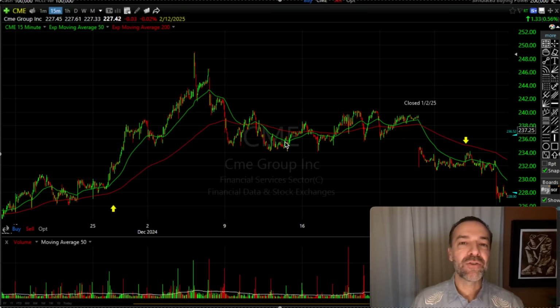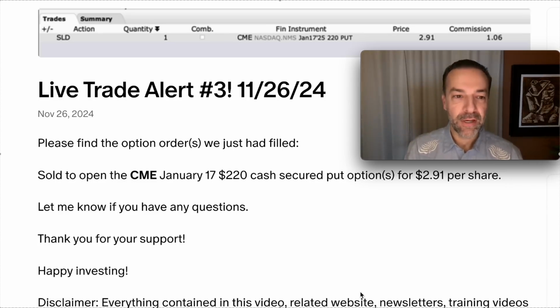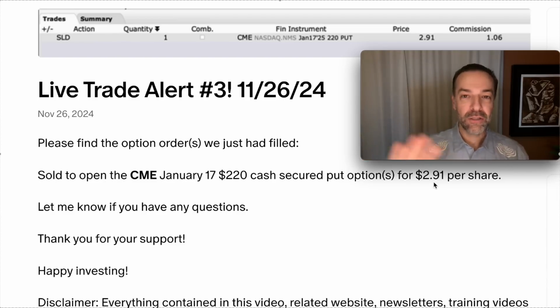But now let's get to the actual trade that I did. All right, so here's my trade. On November 26th, I sold to open the CME January 17th 220 cash secured put option, and I got $2.91 per share. Remember, I felt comfortable doing this because all those time frames, all those moving averages, they all looked bullish. I felt like I was lining myself up to win.